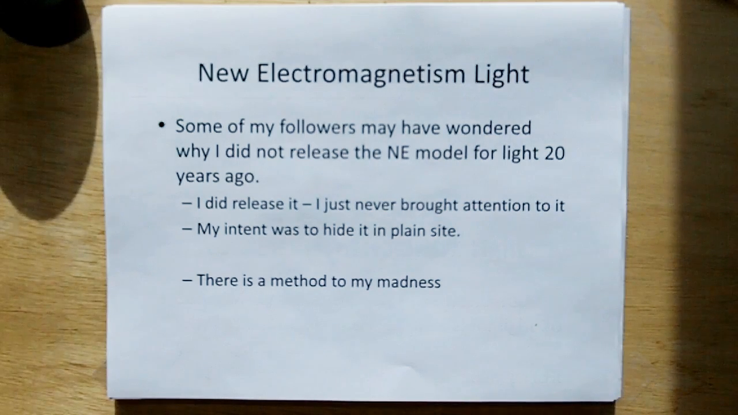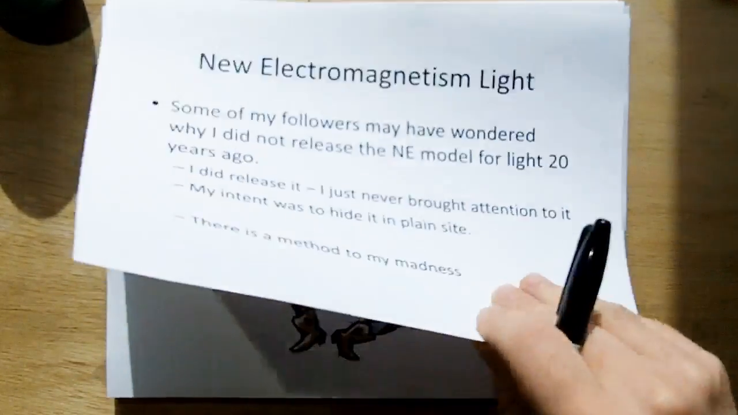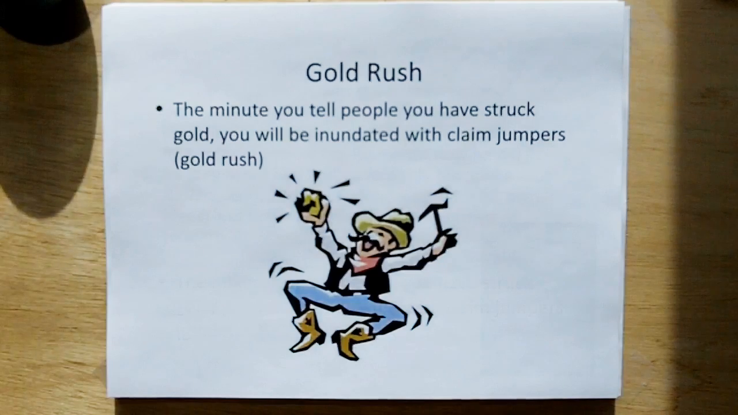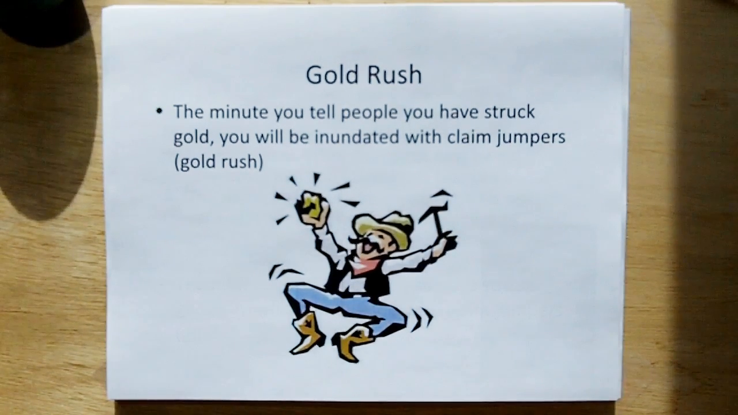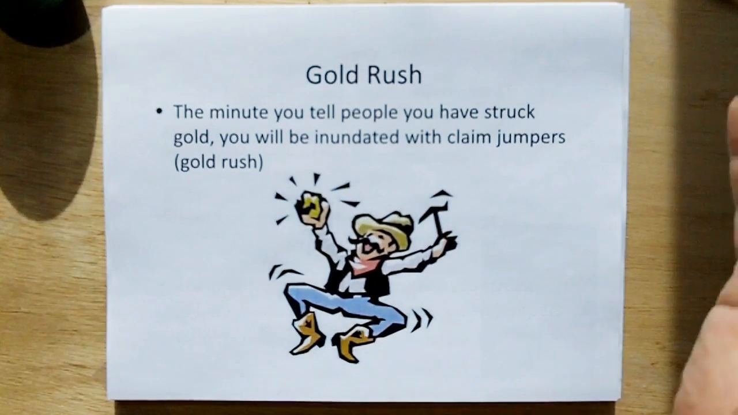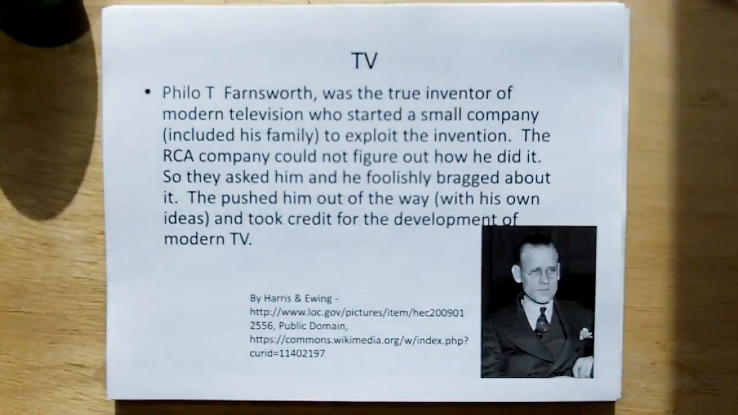Some of my followers may have wondered why I did not release a new electromagnetism model for light 20 years ago. And in fact, I did release it. I just never brought attention to it. My intent was to hide it in plain sight. And let me give you the reason for and the method to my madness. Because like an old gold rush, the minute you tell people you've struck gold, you'll be inundated with claim jumpers and plagiarizers and all that stuff.